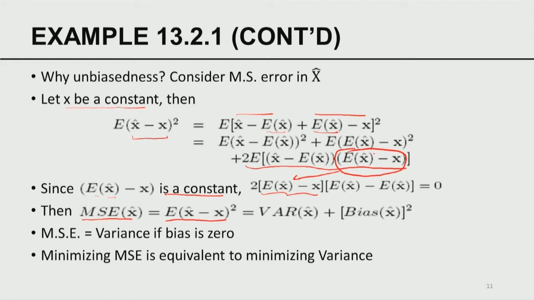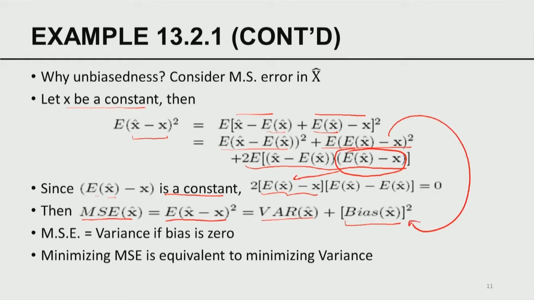Therefore, the mean square error now is simply the sum of these two terms. The first term is called the variance of x hat, which comes from the fundamental definition of a variance. Variance is the expected value of the random variable minus its expected value, whole square. So the first term is the variance. The second term, as we can readily see from the definition of bias, if E x hat is equal to x, it is unbiased. When x is a constant, E x hat minus x is a constant, and the expected value of a constant is itself. Therefore, the second term is equal to the square of the bias.